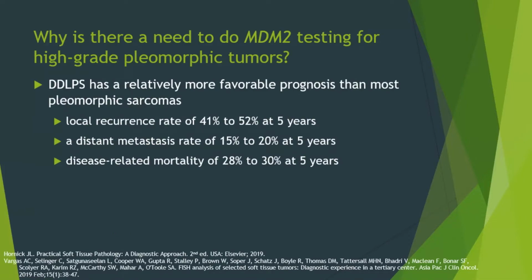So why is there a need to do MDM2 testing for high-grade pleomorphic tumors? Why do we need to differentiate undifferentiated pleomorphic sarcoma from dedifferentiated liposarcoma? Aside from the fact that undifferentiated pleomorphic sarcoma is a diagnosis of exclusion, dedifferentiated liposarcoma has a relatively more favorable prognosis than most pleomorphic sarcomas, as we see on the slide.